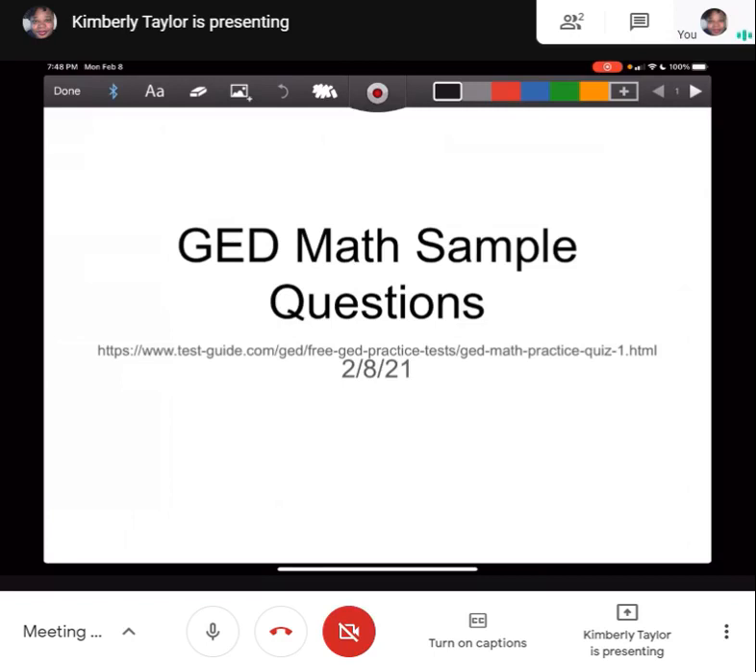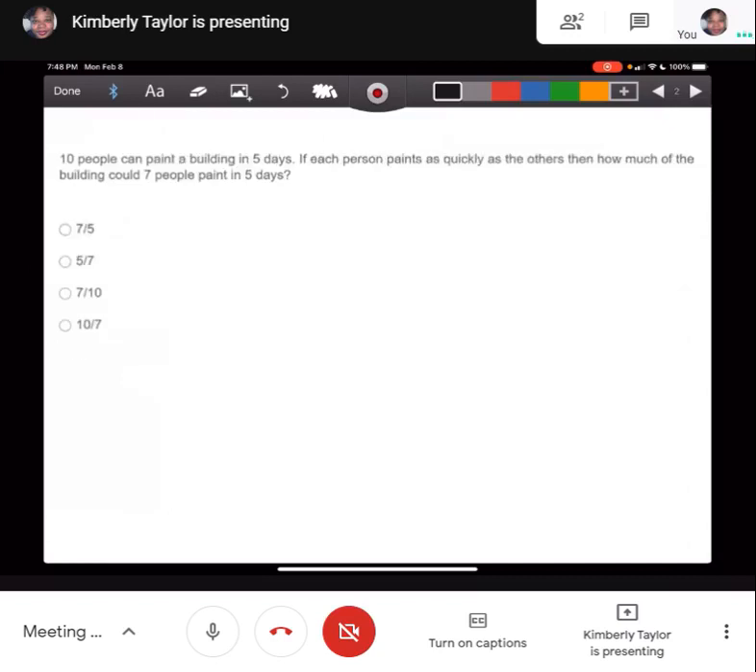So the first question here is a very interesting question. It says 10 people can paint a building in 5 days. If each person paints as quickly as the others, then how much of the building could 7 people paint in 5 days? So for this question here, very interesting. So we have 10 people who can paint it in 5 days. So what that means, let's take this statement here.